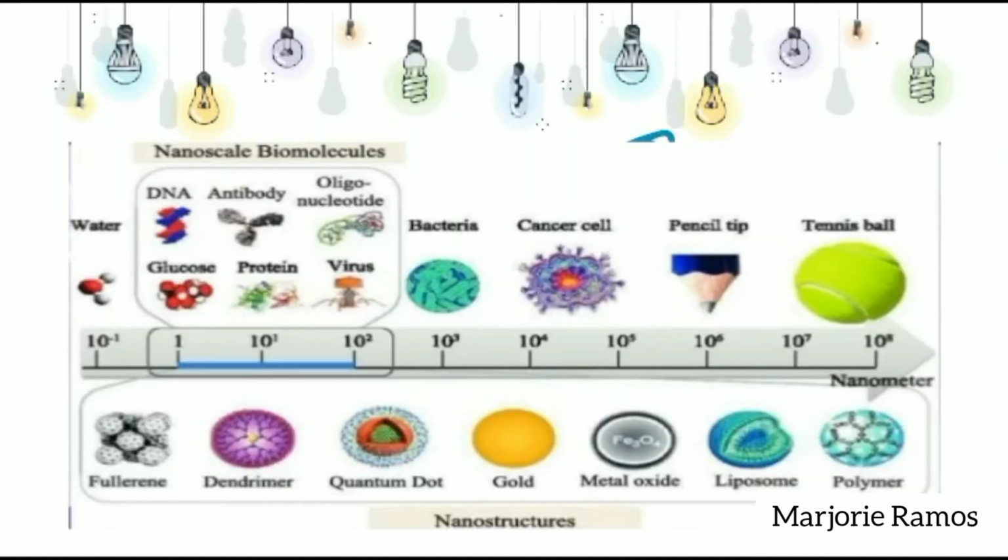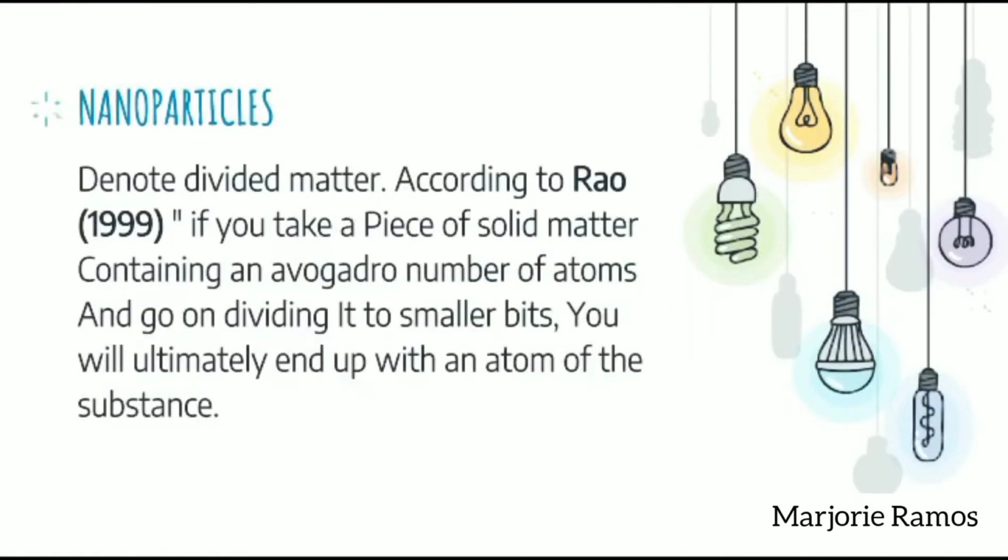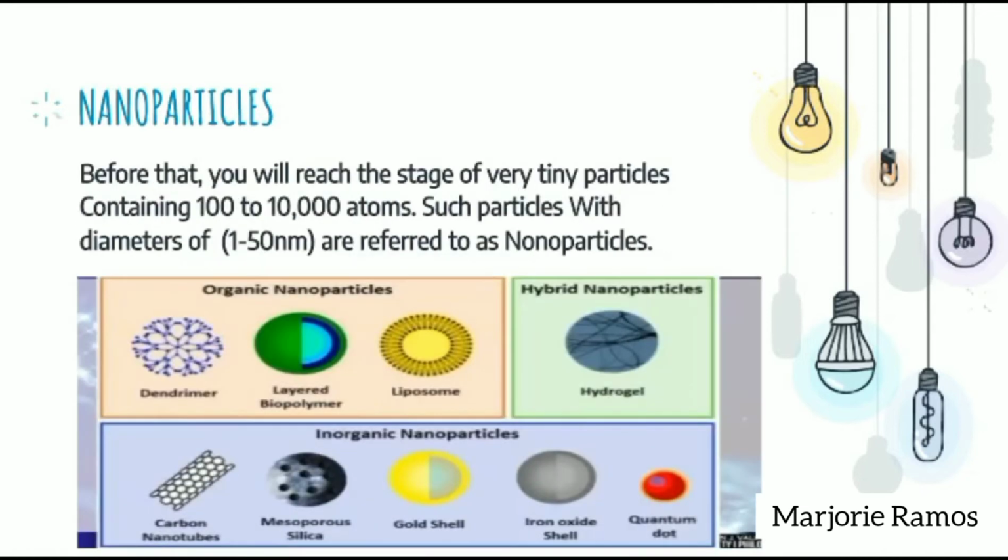So here are examples of biomolecules. Now let's go to nanoparticles, which denote divided matter according to Rao in 1999. If you take a piece of solid matter containing an Avogadro number of atoms and go on dividing it into smaller bits, you will ultimately end up with an atom of the substance. Before that, you will reach the stage of particles containing 100 to 10,000 atoms. Such particles with diameters of 1 to 150 nanometers are referred to as nanoparticles.